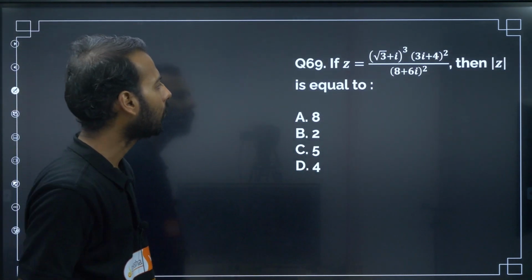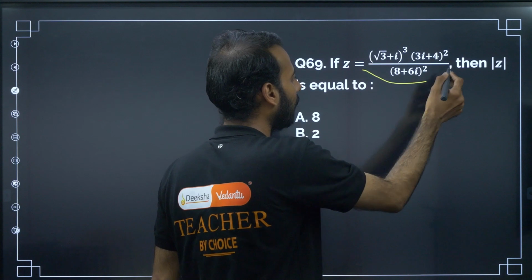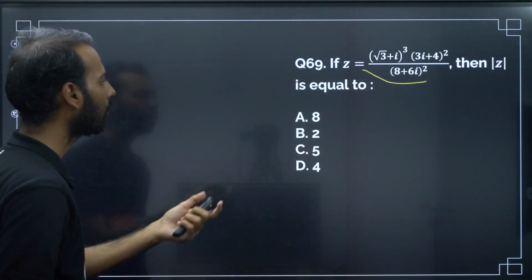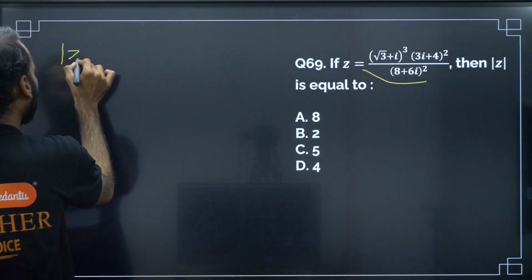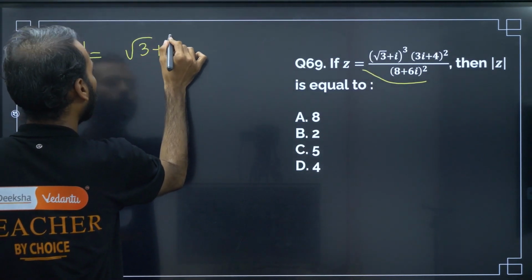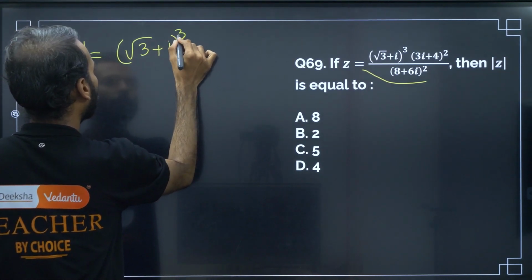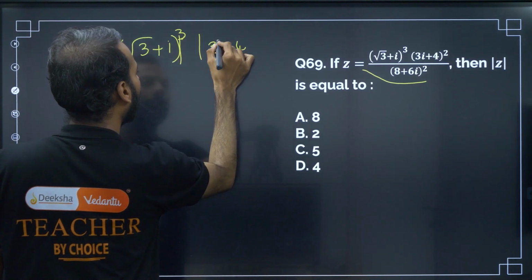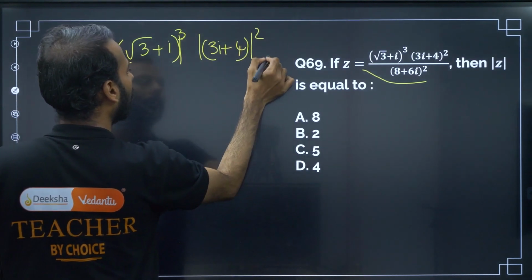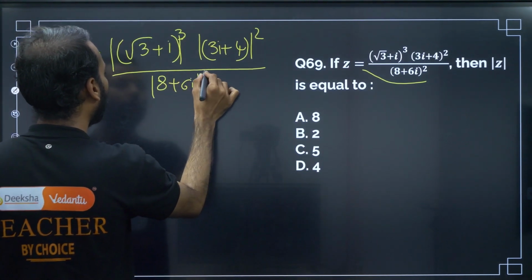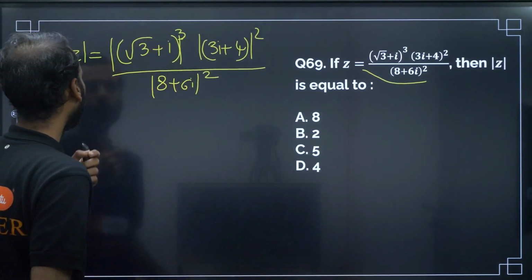If z is equal to some expression, they are asking to apply the modulus function to that. So it is very obvious that I am going to apply modulus on both sides. So that expression becomes like this: 3i plus 4 square divided by 8 plus 6i. I apply modulus and square it.